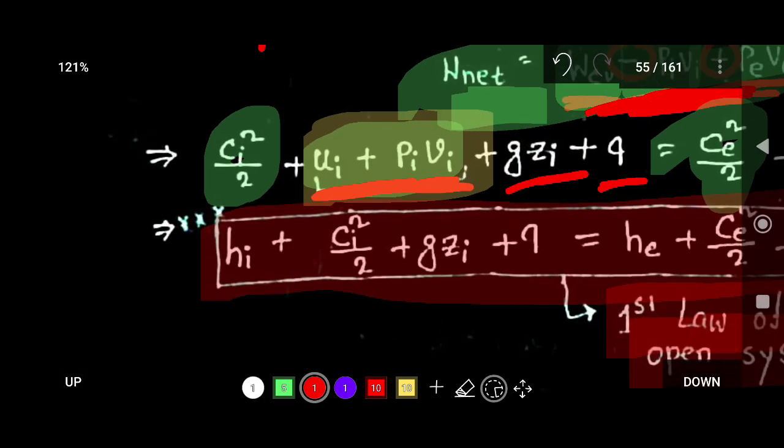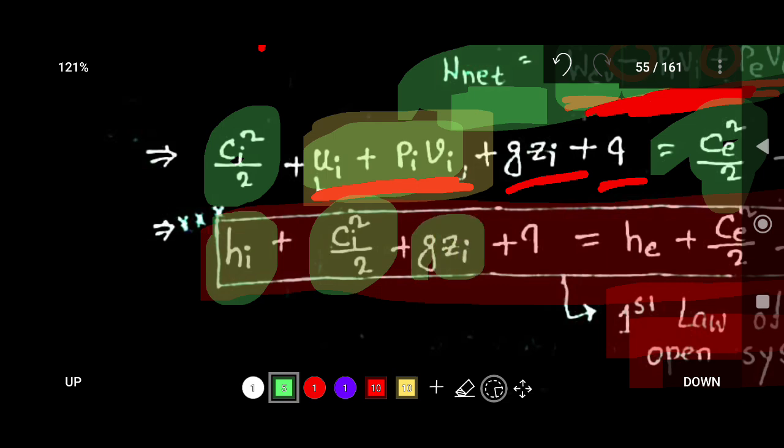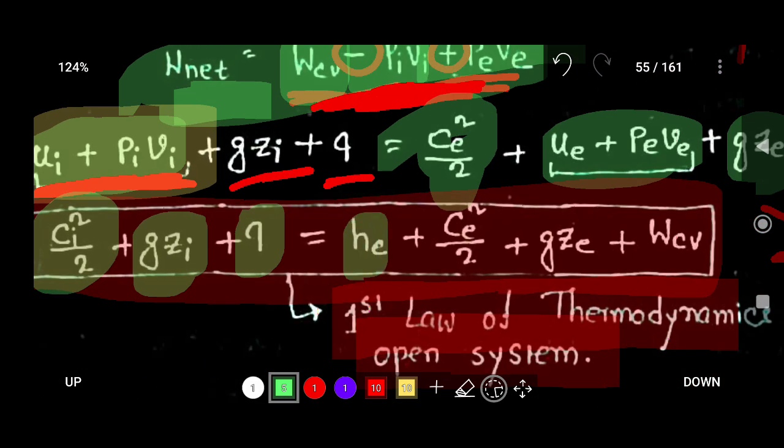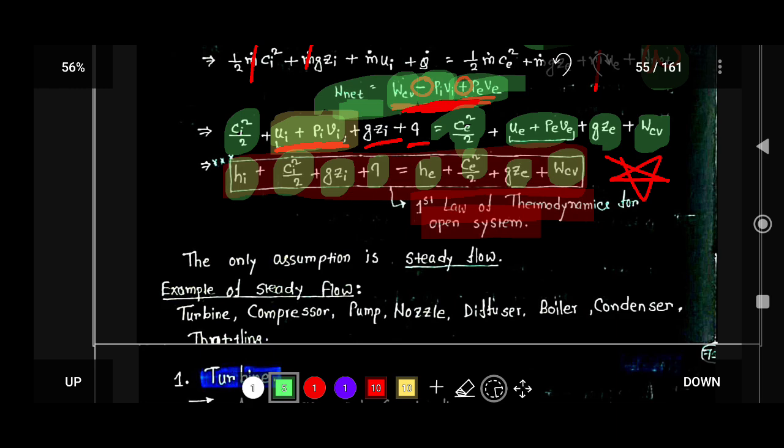So here hi is what? hi is the inlet specific enthalpy, and ci means inlet velocity, and zi is the distance between the reference and the inlet, and q is the heat transfer. And he is the exit specific enthalpy, and ce means exit velocity, and ze is the distance between the reference and the exit, and w cv is the work done by the control volume. So this is the steady flow energy equation. Very, very important, remember this formula.